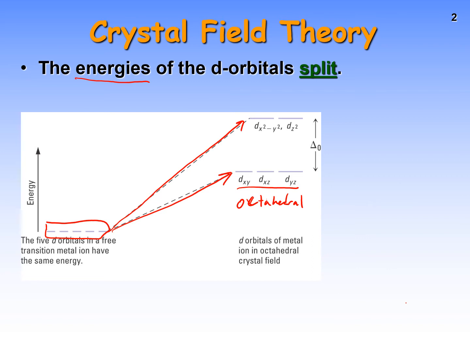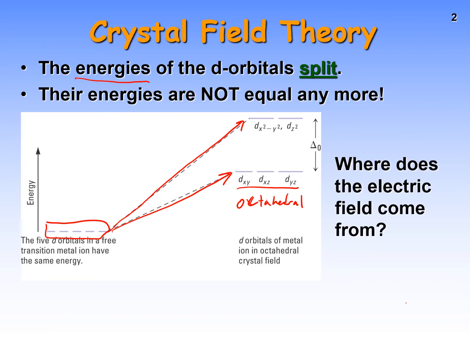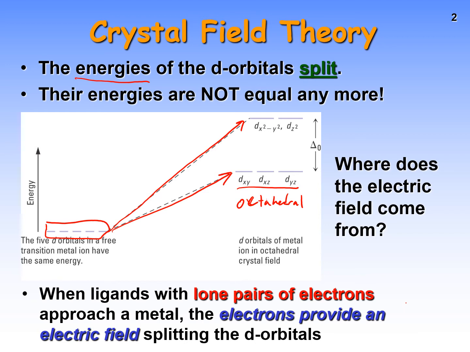Remember, when we form a coordinate covalent bond, we're sharing 2 lone pair electrons. And electrons have electric fields, because that's kind of how an electric field is generated, through movement of electrons. If we're donating these electrons in, they're going to be moving around. They're not static. So it's creating an electric field around the d orbitals, which pushes them up to different places. Again, the electric field in this case comes from the lone pair of electrons on the ligands. These electrons create an electric field and therefore split these d orbitals.